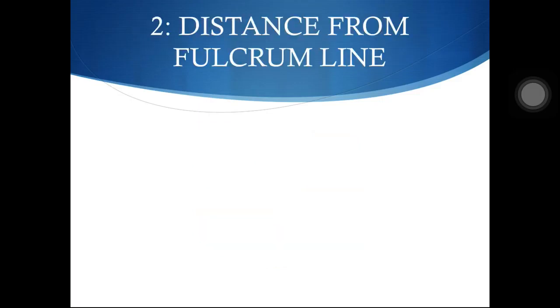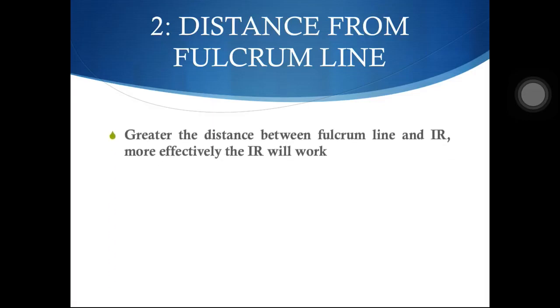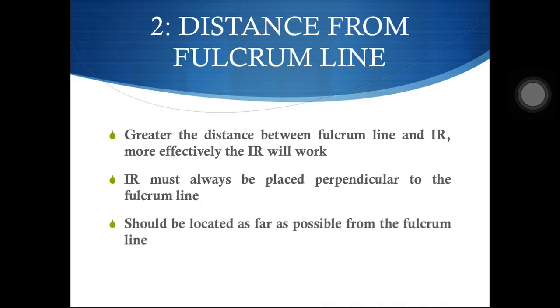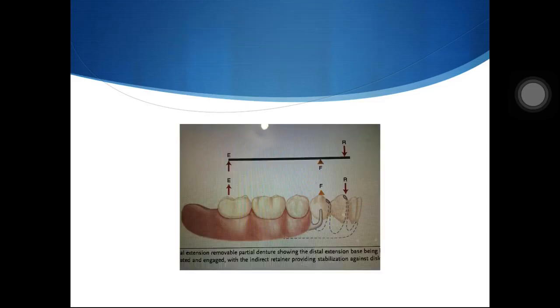Also, the distance from the fulcrum line, or the location that we were talking about, the location of the indirect retainer: the fulcrum line is present in the distal abutment, and the indirect retainer should be positioned as far away from the fulcrum line as possible. Greater the distance between fulcrum line and the indirect retainer, more effective the indirect retainer will work. Indirect retainer must always be placed perpendicular to the fulcrum line, and it should be located as far as possible from the fulcrum line.